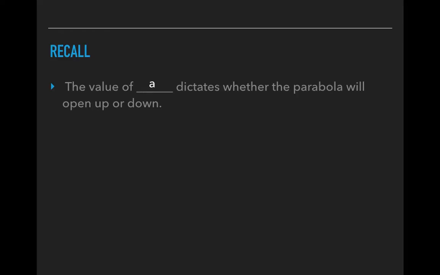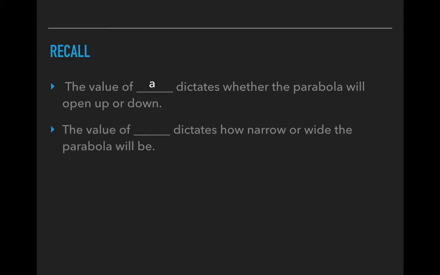Okay, now the value of what will dictate how narrow or wide the parabola will be. Well, that is again the A value. You want to think of it like a slope. If you have a slope of 5, that's really steep. If you have a slope of just 1/2, well, that's not very steep. That's going to be wide. That's going to be pretty flat.